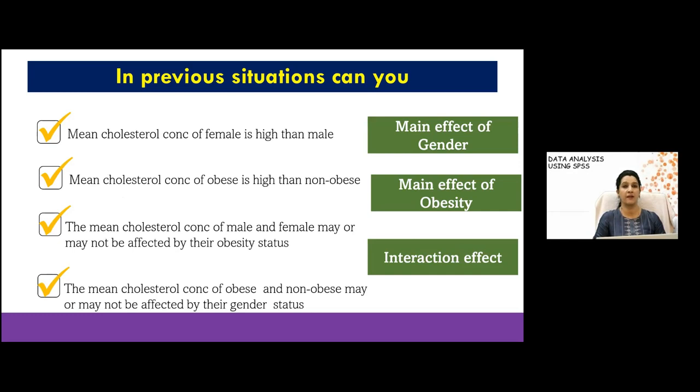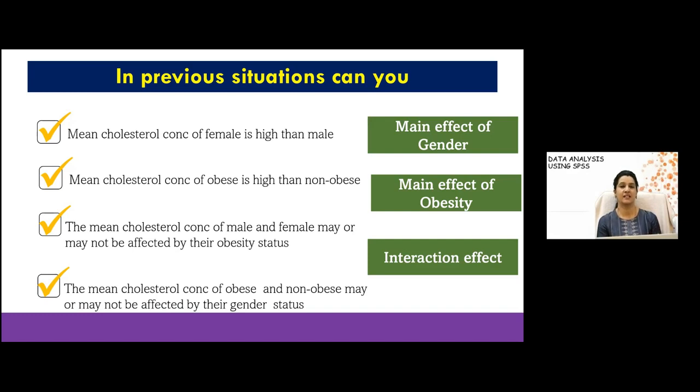So there is a main effect of gender, there is a main effect of obesity, where you can say that it is high across those categories. And then when you cannot say it with confidence and there is a different interaction occurring which prevents you from making such a statement, that is because of the interaction effect. Gender and obesity status have an interaction with each other, and that's why you are running two-way ANOVA to see that interaction effect.